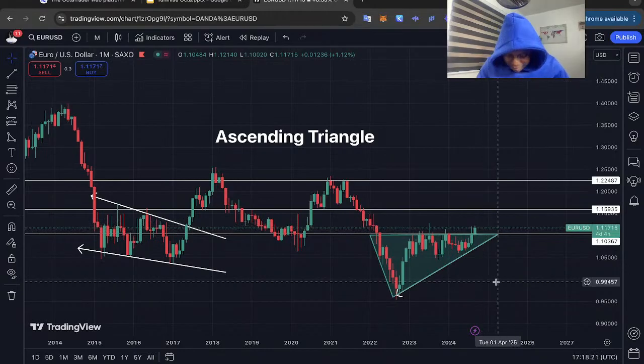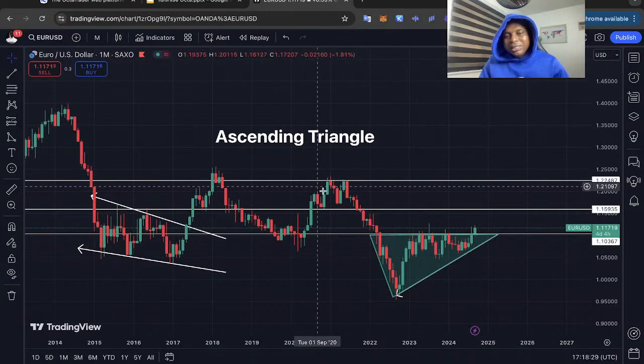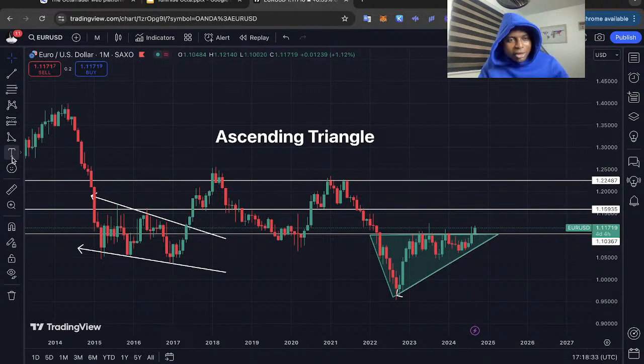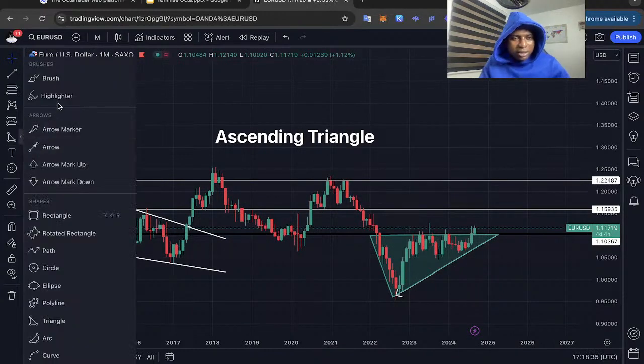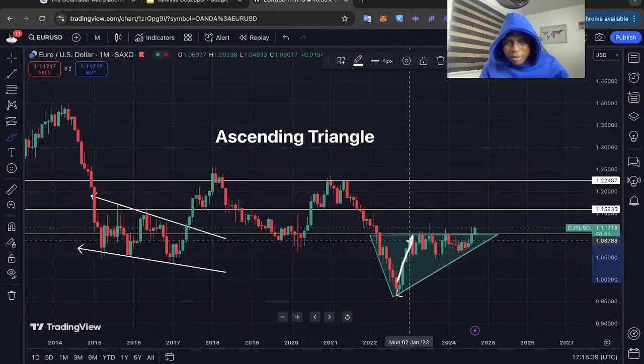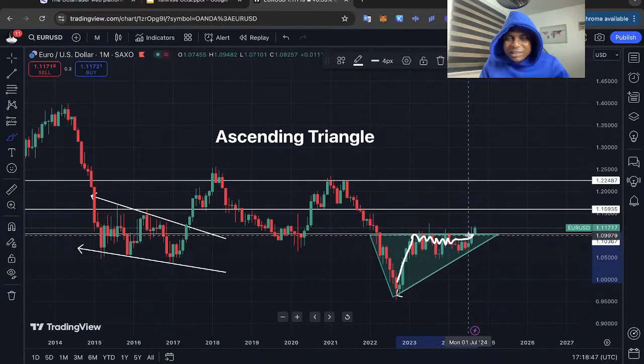Alani said ascending triangle. Perfect. That is it. Ascending triangle. I'm glad, Emmanuel, you can now see it. Why is it an ascending triangle? Because look at this: the price keeps touching this resistance line on a single line, almost a straight line.